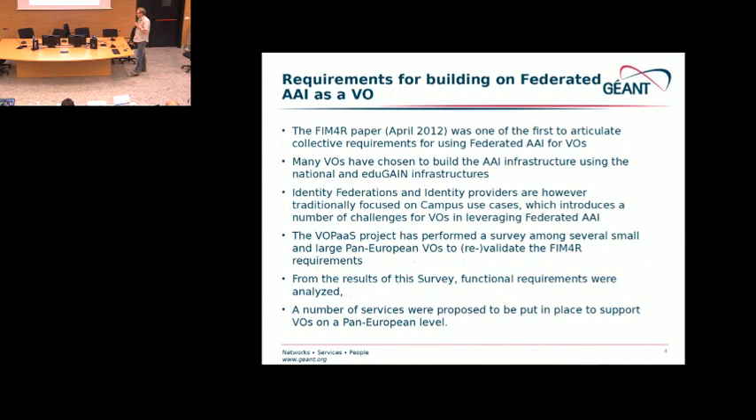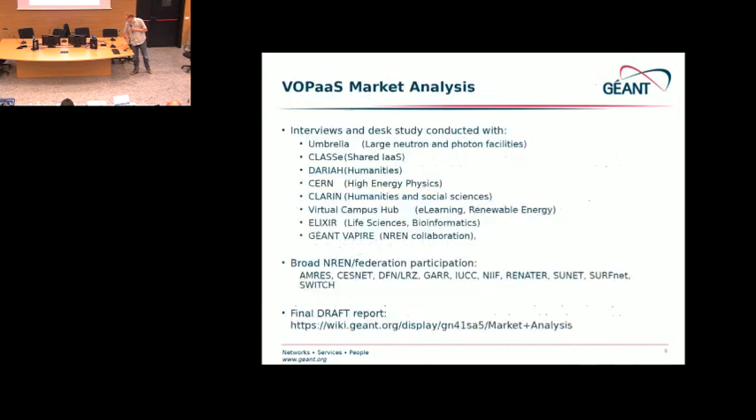We did a requirements gathering, as you should do, and we've looked at a lot of material. We started, as always, with the FIM4R paper, then re-evaluated whether what is in there is still valid. And we came up with something we've called the market analysis. We interviewed a number of collaborative organizations. Some of the names may be very familiar to you here. We also have very broad NREN Federation participation. I dare say that every person that matters within the collaboration space within the European NRENs is there, and some of them are already in this room.